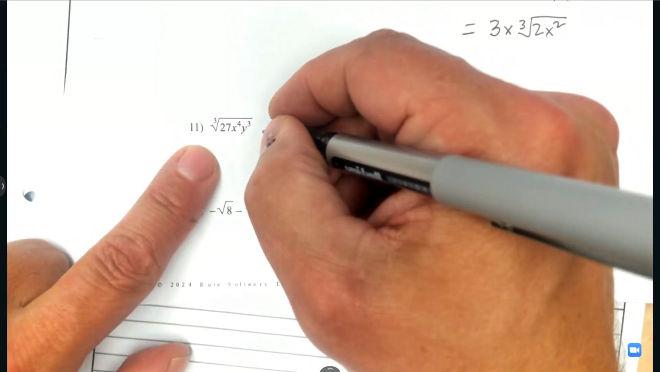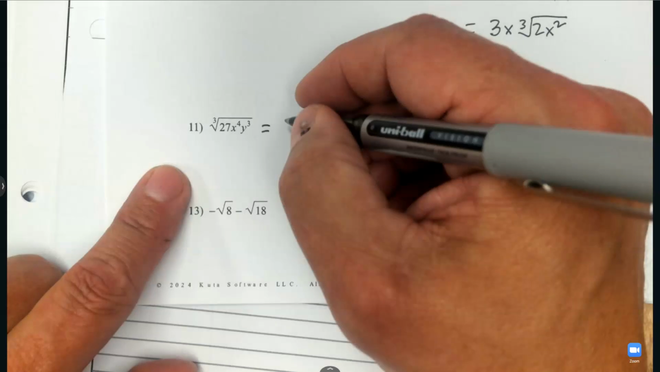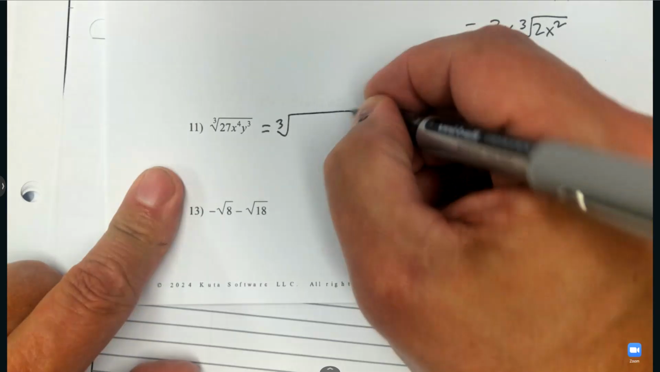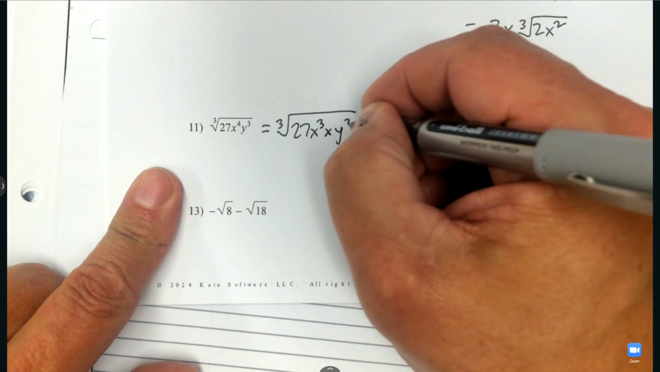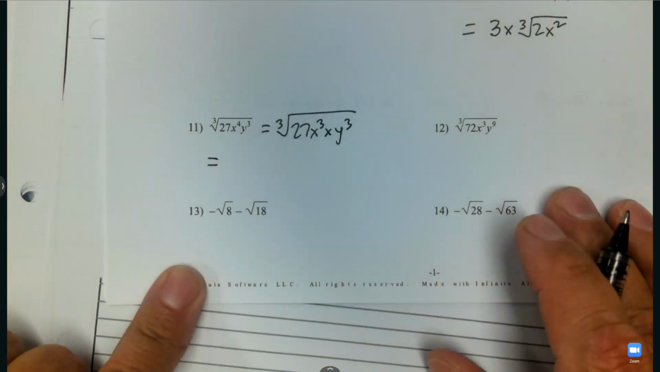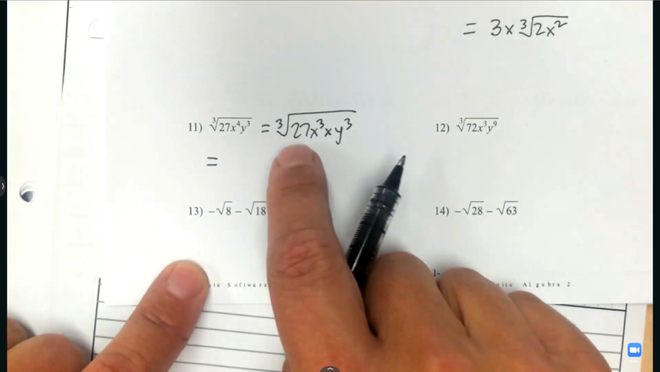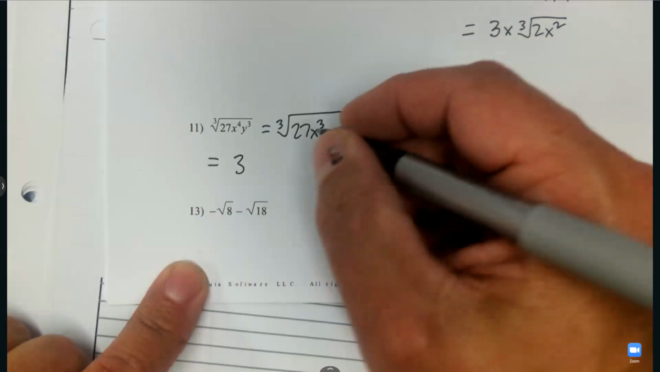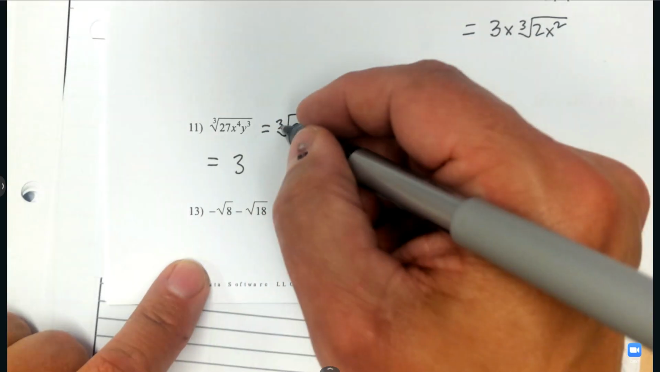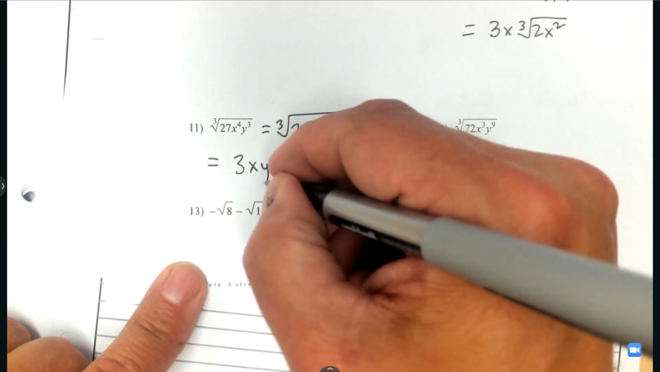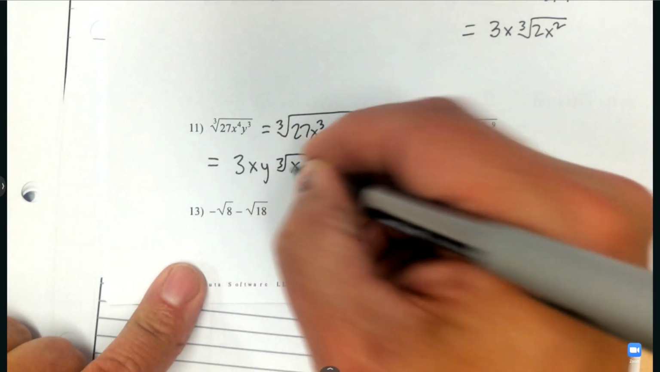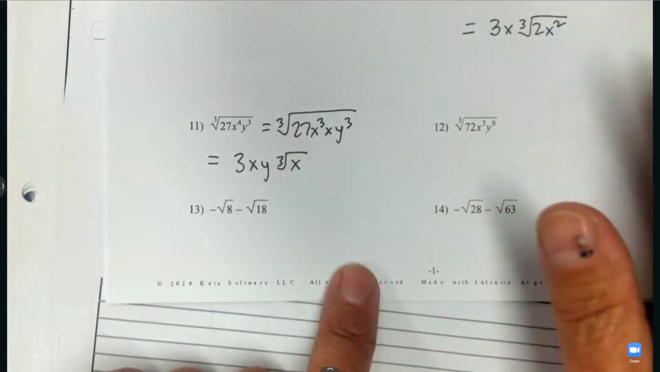The cube root of 27, that's a perfect cube. X to the 4th is x cubed times x. So we write it in a friendly way so I can simplify it. The cube root of 27 is 3. Divide the exponent by the index, that's 1x. Divide again, that's 1y. And then what's left that you can't simplify is just x in the middle.